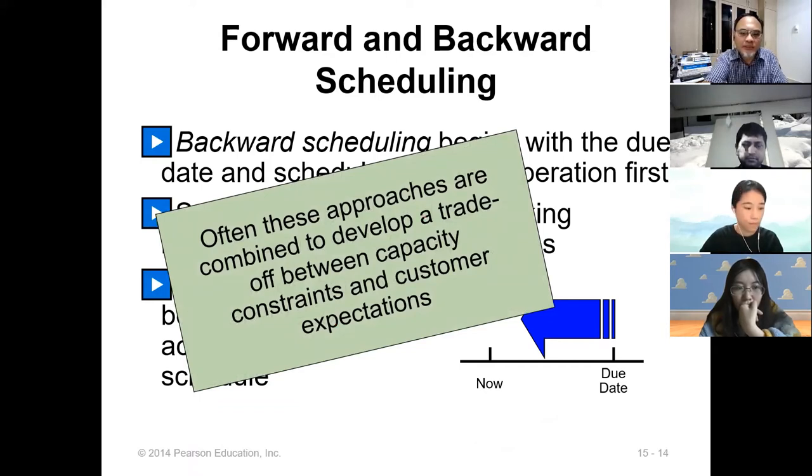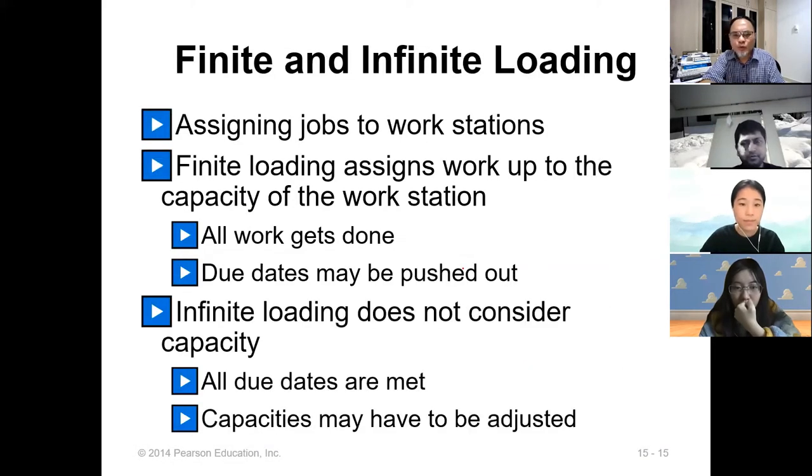So many times these approaches you need to combine. And also you can combine forward and backward scheduling. You have to think forward as well as backwards to develop a trade-off between capacity constraints and customer expectation or delivery. Okay, so you need to balance that capacity constraint. So many organizations have the capacity, that means the machines and the equipment, right? Limited by that, and also time. We do not have 50 hours in a day. We only have 24 hours in a day. And Yaakob, we don't have 50 hours. So time is always limited. Time is always chasing us.